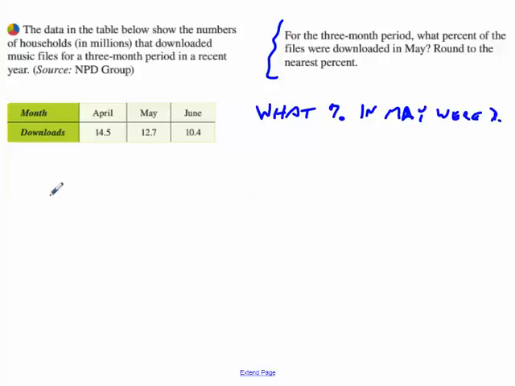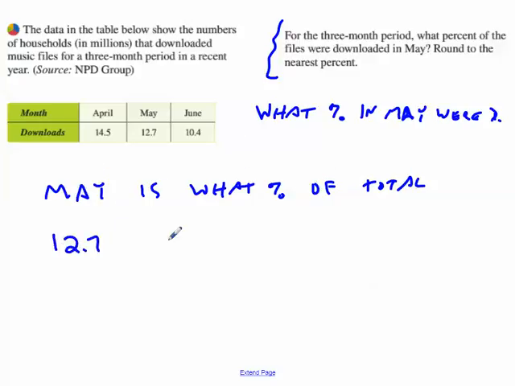Another way to rephrase it would be: May is what percent of the total? So what percent of the files were downloaded in May of the total? So let's go up here. May is 12.7, is what percent, x percent, of the total.